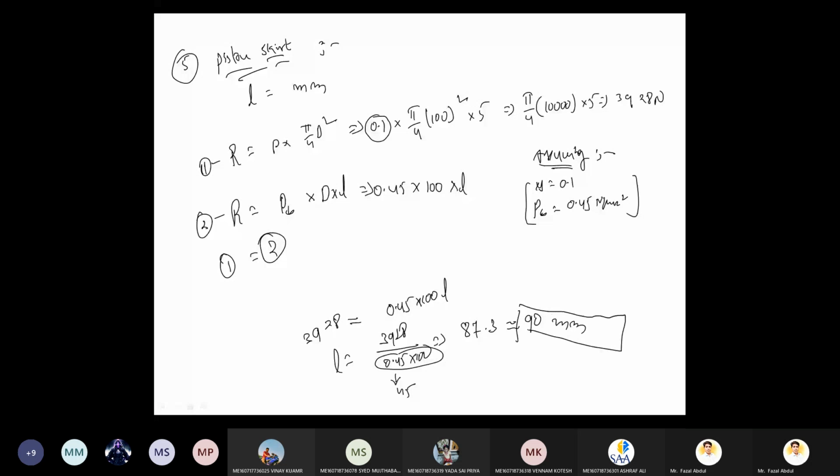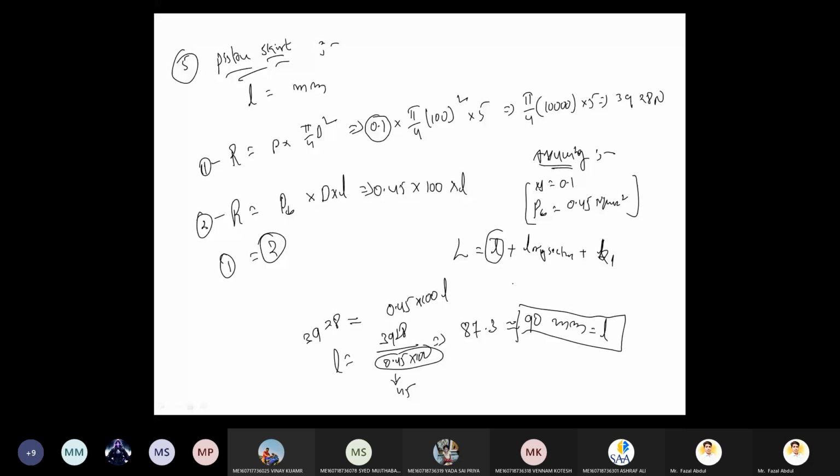Length of the piston skirt. Now the total length of the piston, how much? Total length of the piston is length of the piston skirt plus length of the ring section plus top land width B1. This one we got as 90. Length of the ring section, how much?